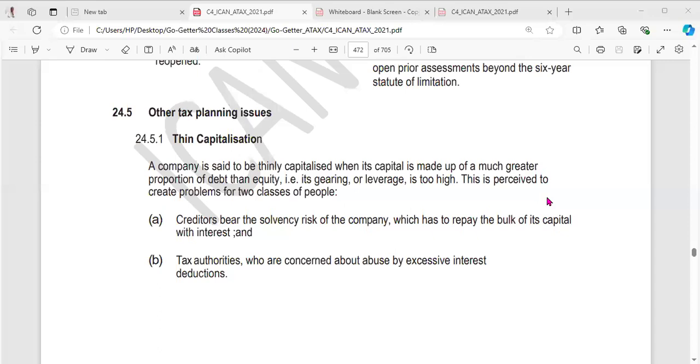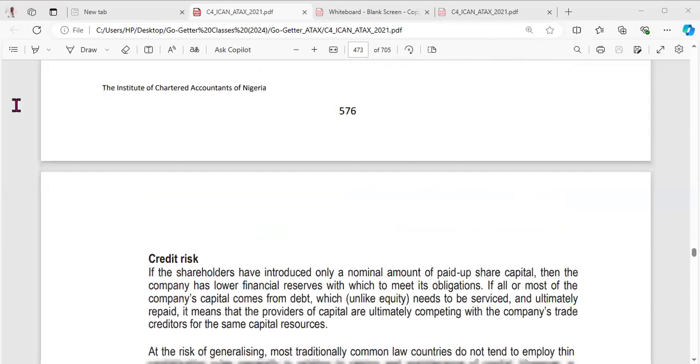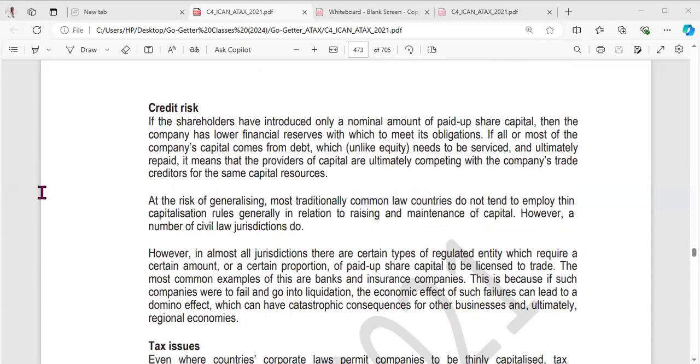Then secondly, tax authorities are concerned about the abuse of excessive interest deduction. We saw that when we were doing transfer pricing issues. Now let's look at the credit risks. As I said before, if the shareholders have introduced only a nominal amount of paid up share capital, then the company has lower financial reserves with which to meet its obligations if the debts fall due.